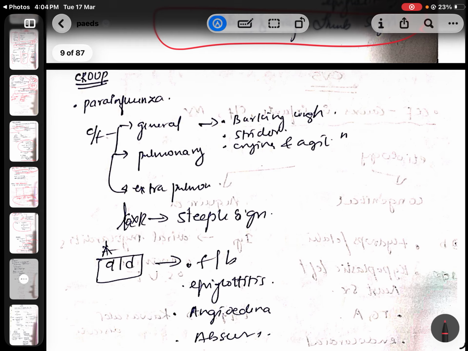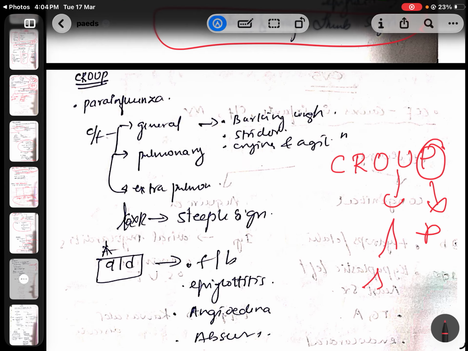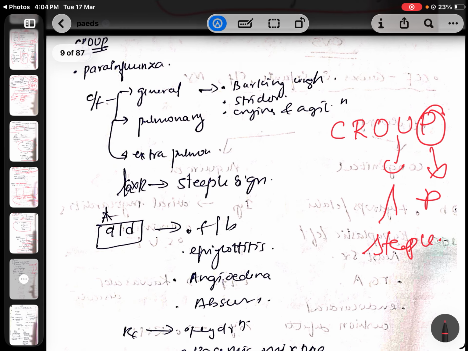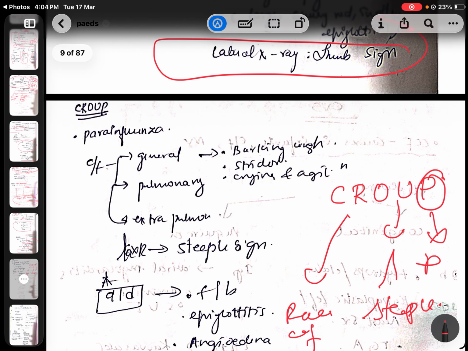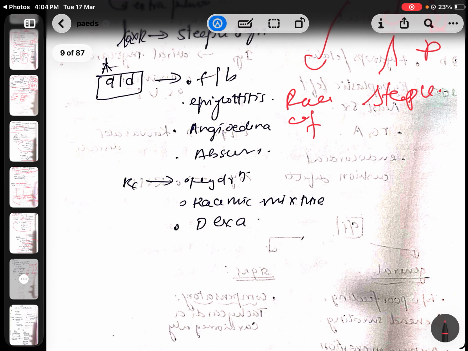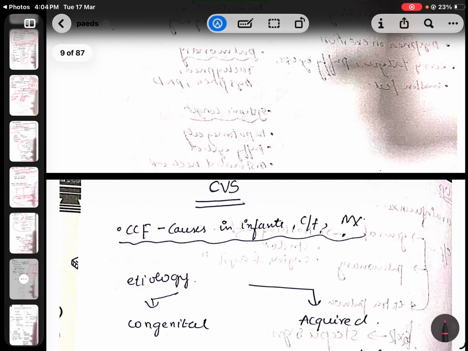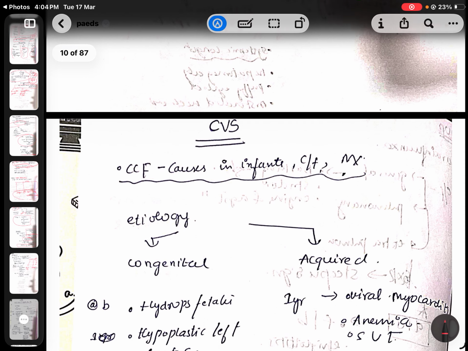Okay. Again, croup. I hope you also know the mnemonic for this. P for parainfluenza, U for steeple sign. Okay. Just to make sure you remember all these things, then R for racemic epinephrine, you give dexa, all those things. So it's based on your convenience, however you feel like remembering, remember it, because these are some core parts of pediatrics, things which are not there in medicine. Okay, that's all with RS.